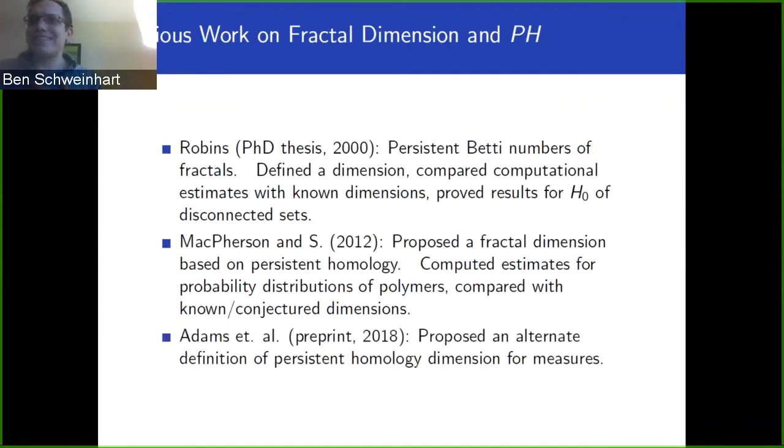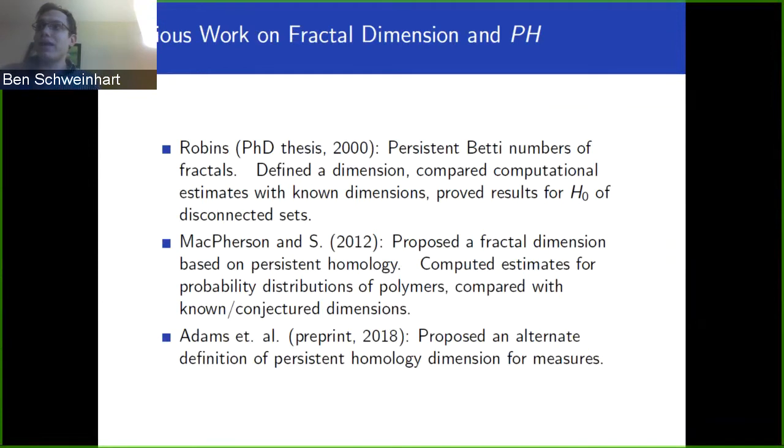Actually, your paper is what I'm going to say next. It's a paper that Henry wrote with several people at Colorado State University. They proposed an alternate definition of persistent homology dimension for measures. I'm not going to go into the details of what they did, but the dimension I'm going to propose today is a generalization of a quantity defined for minimal spanning trees. What Henry proposed is a generalization of a different, related quantity for minimal spanning trees. Their work, and their computations, got me interested in this problem again, because the dimensions proposed by Robbins and then by McPherson and myself don't agree with classically defined fractal dimensions in general.